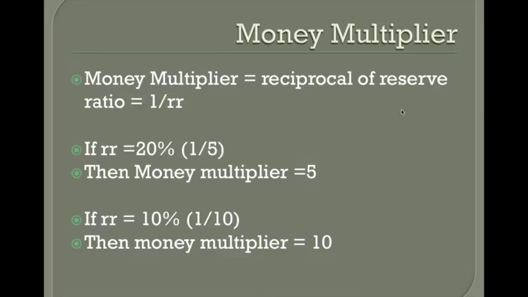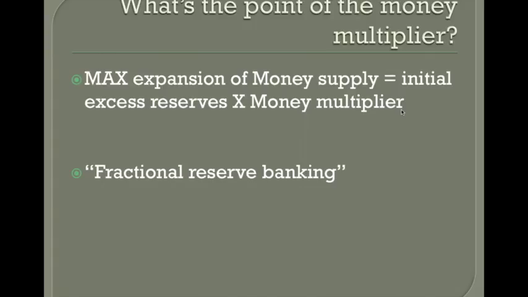But first we've got to find our money multiplier. Then the actual formula is we take our money multiplier and multiply it by the initial excess reserve amount, and that tells us the maximum expansion of the money supply. We call this fractional reserve banking because the banks reserve a fraction and loan out a fraction. They're not keeping all their money as reserves because that would be silly: they couldn't make any profit without loaning out money.